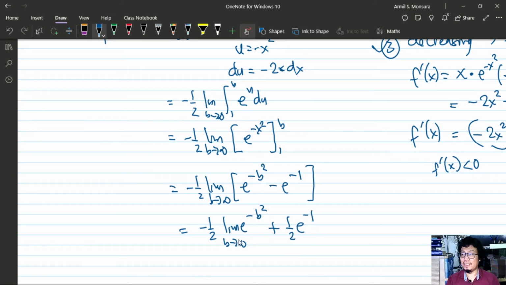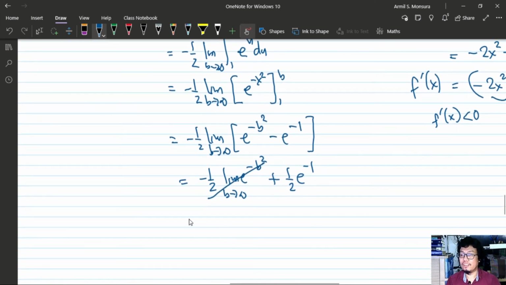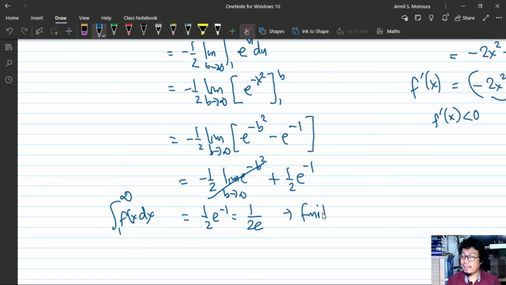And essentially, if you evaluate this limit, since you will have a very large number for this b, and it's a negative exponent of e, this essentially becomes 0. And so this integral, the integral of f of x dx from 1 to infinity, is essentially 1/2 e raised to negative 1, or 1 over 2e, which is a finite number. And that indicates that this integral is convergent.